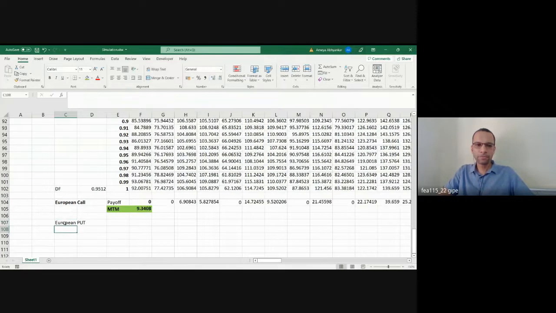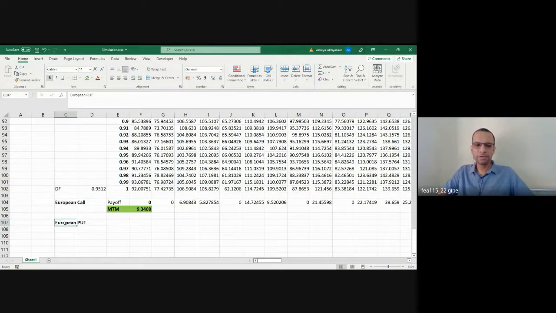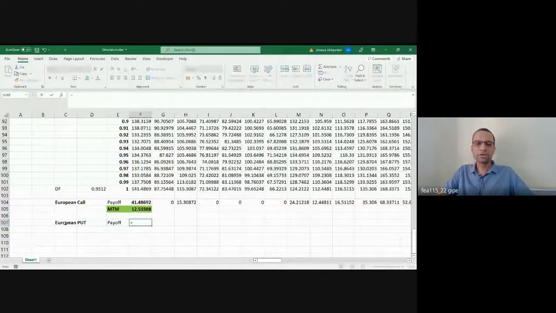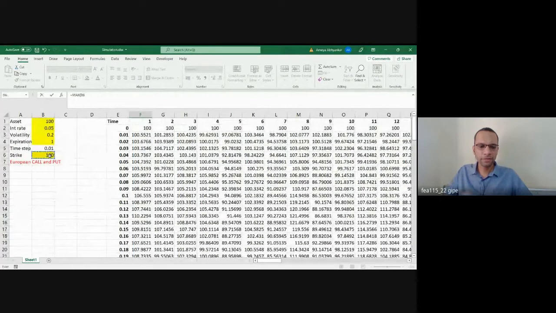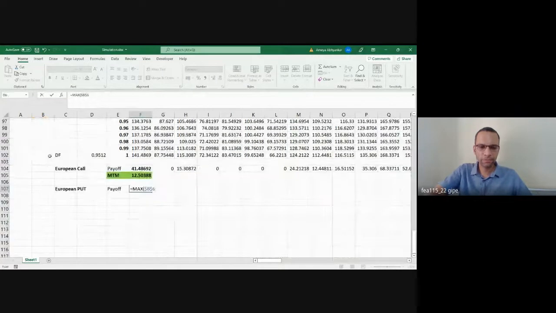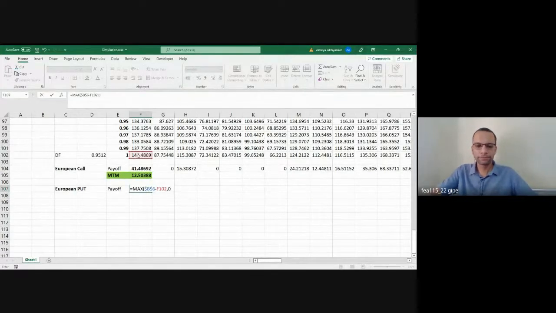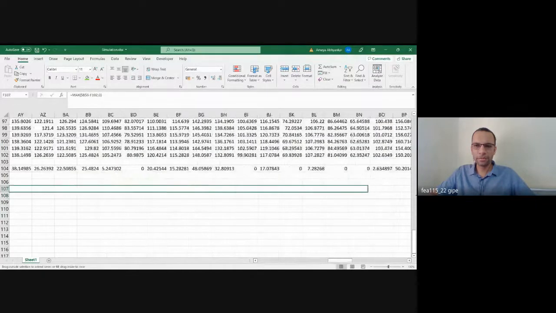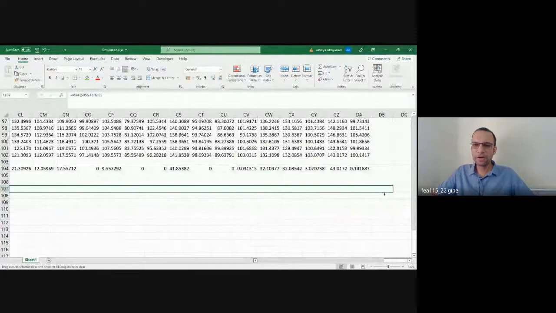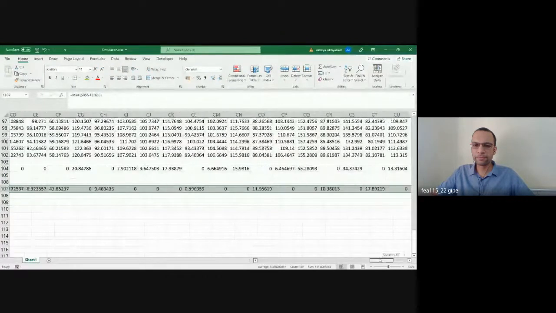For a European put, again, the approach would be similar. The only thing is my payoff changes. Payoff will now be max of K minus ST. Let me scroll up because my strike price is above. Max of K, I'll freeze this, F4, K minus ST or 0. And let me drag this ahead for all the 100 paths. So I'm simply changing my payoff condition. I'm not doing anything else.